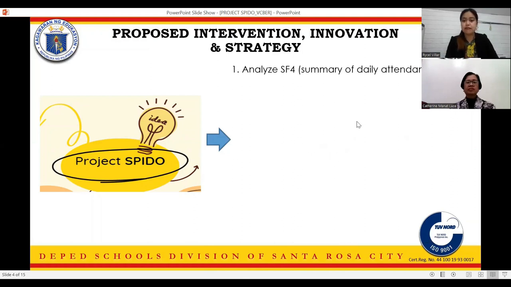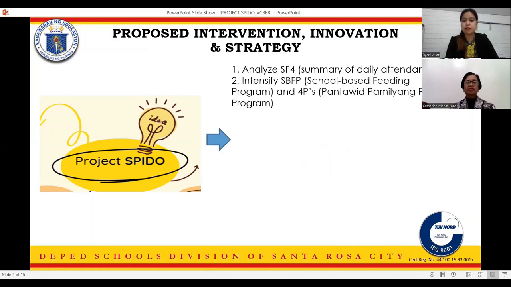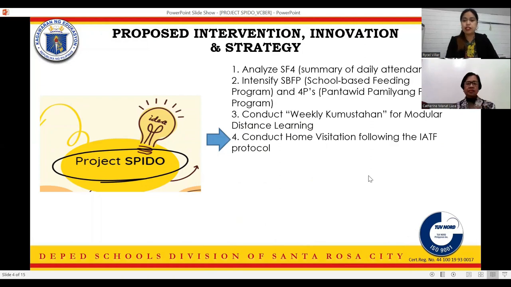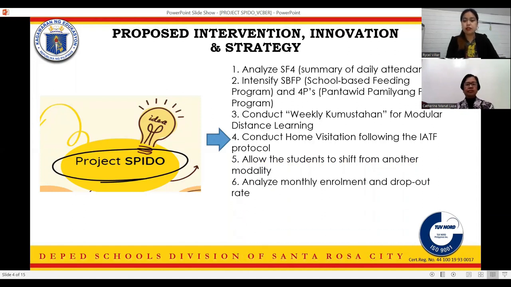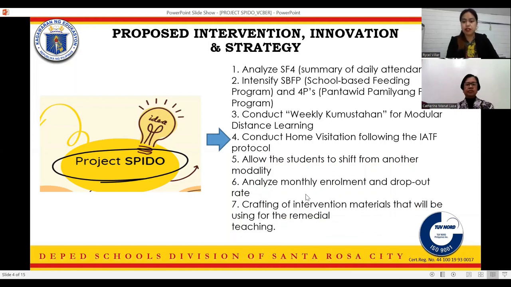First, analyze SF4. Second, intensify SBFP and core P's. Third, conduct weekly kumustahan for modular distance learning. Fourth, conduct home visitation following the IATF protocol. Fifth, allow the students to shift from one modality to another. Next is to analyze the monthly enrollment and dropout rate. And the last one is crafting of intervention materials that we will be using for the remedial teaching.